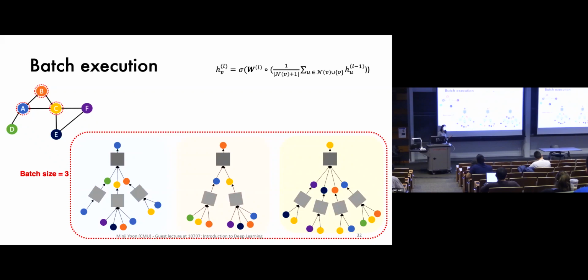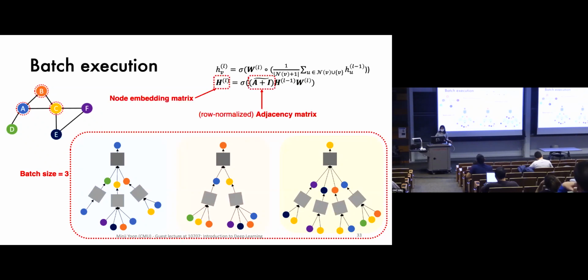And as with other deep learning methods, GNN can also do batch execution. Let's say we want to compute the node embeddings of nodes A, B, C at the same time by setting the batch size as 3. To do that, we just need to change the equation. The equation here is the graph convolutional network equation, where we average the node embeddings and then pass them to the one layer MLP. We're going to change this equation to a matrix multiplication format.